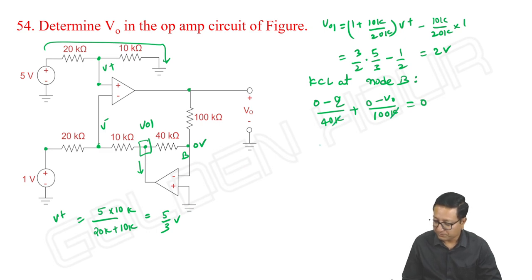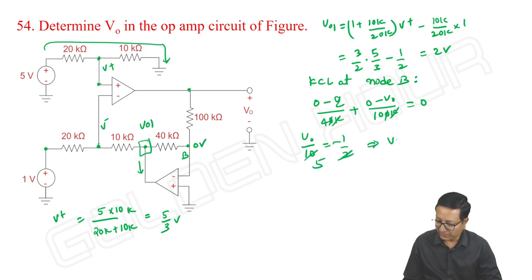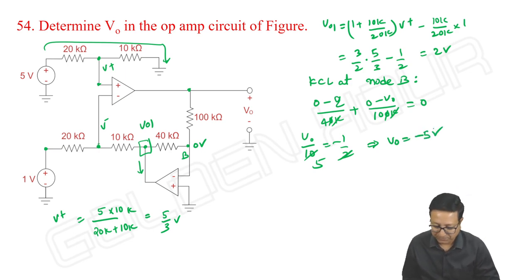So V output by 10 is equal to minus 1 by 2. I can directly write the answer anyway. So V output is equal to minus 5 volts. That's it.